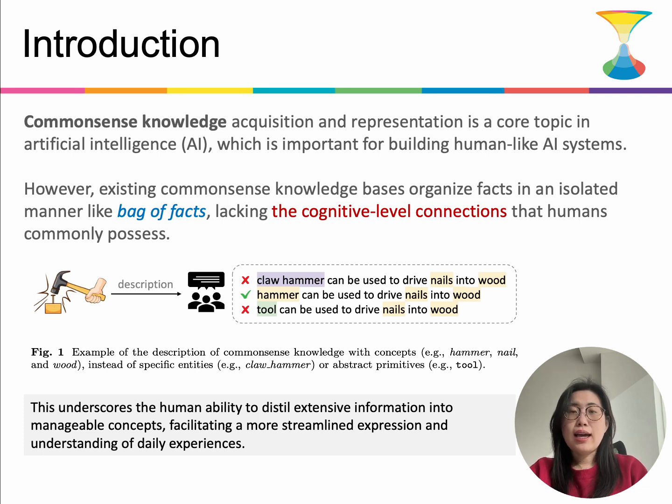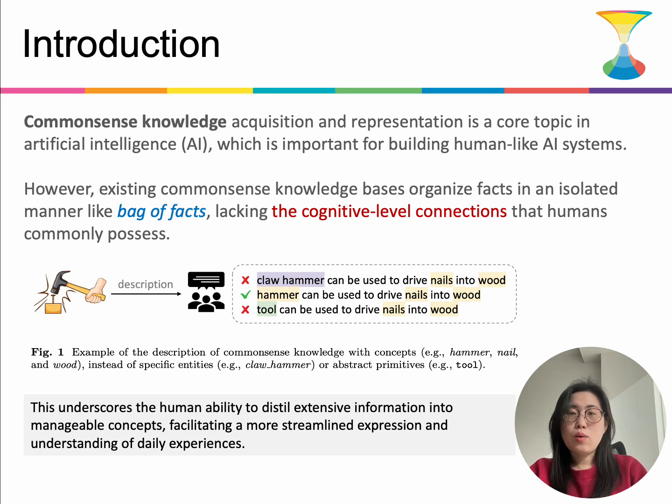In fact, humans are able to function well in most real-world situations using a small set of concepts, as opposed to dealing with an exhaustive list of specific entities. As shown in Figure 1, humans describe common sense knowledge like hammer can be used to drive nails into wood. We commonly describe this using concepts such as hammer, nail, and wood. We do not use overly specific terms like engineering hammer, rubber hammer, or too abstract terms like tool.